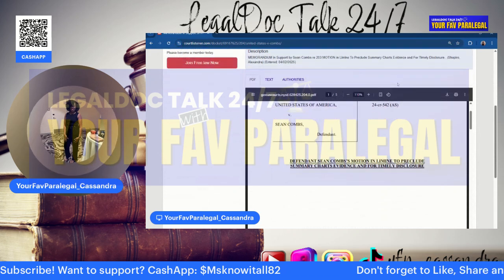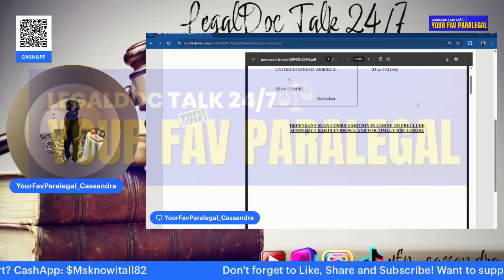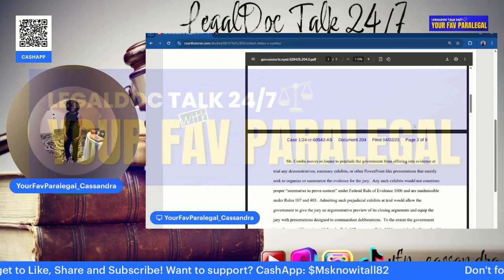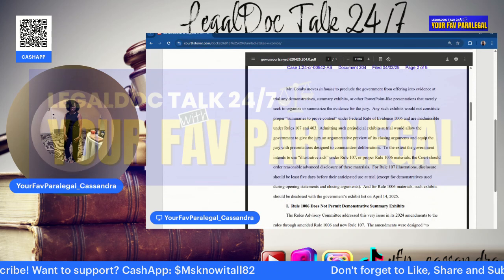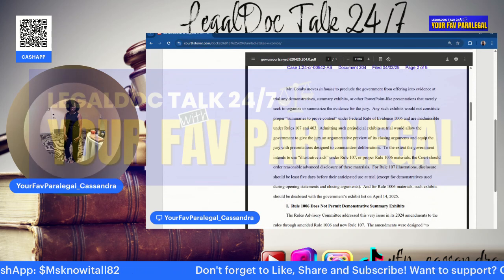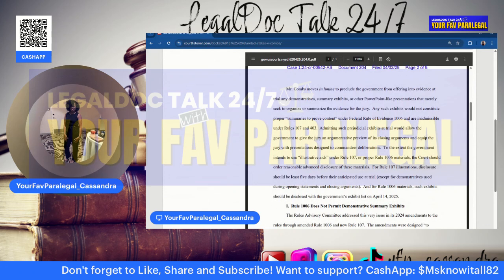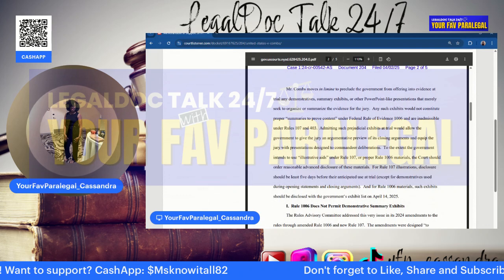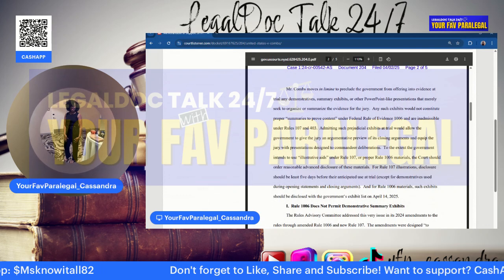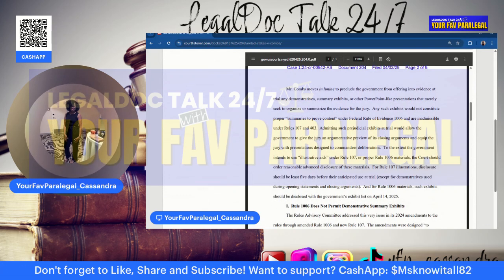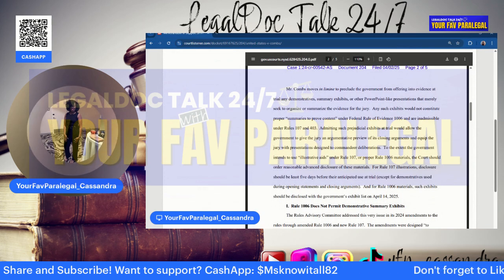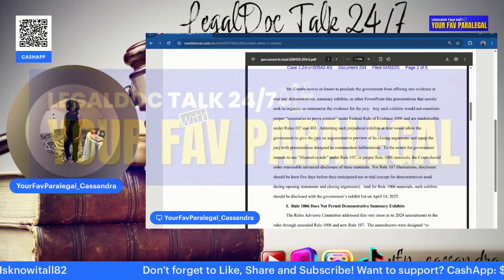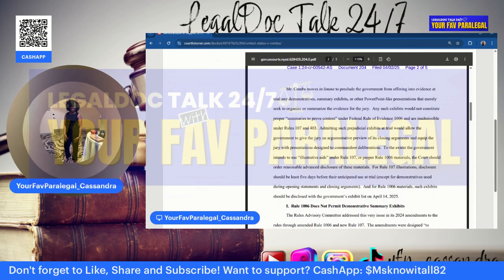I think the other one was 29 pages. But this is defendant Sean Combs' motion in limine to preclude summary charts, evidence, and for timely disclosure. So it says, Mr. Combs moves in limine to preclude the government from offering into evidence at trial any demonstratives, summary exhibits, or other PowerPoint-like presentations that merely seek to organize or summarize the evidence for the jury. Any such exhibits would not constitute proper summaries to prove content under Federal Rule of Evidence 1006 and are inadmissible under Rules 107 and 403.